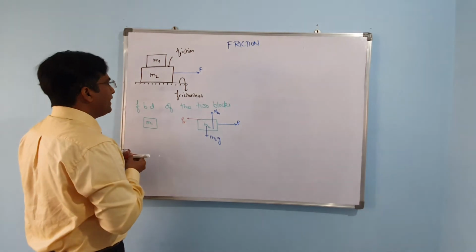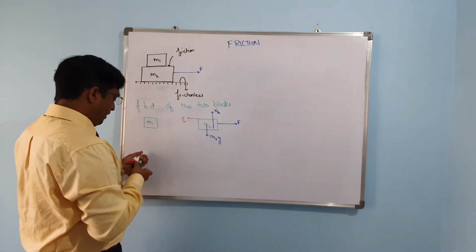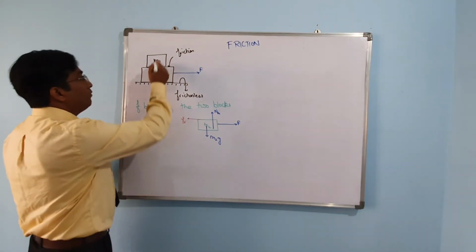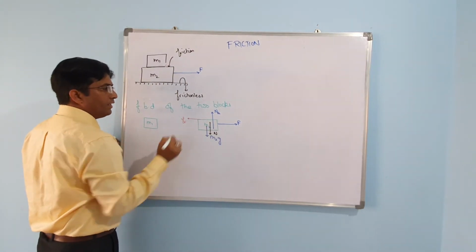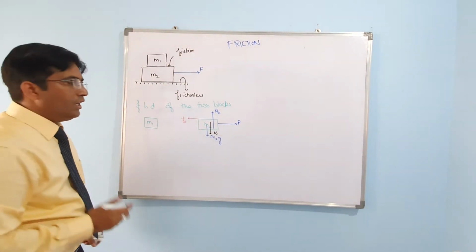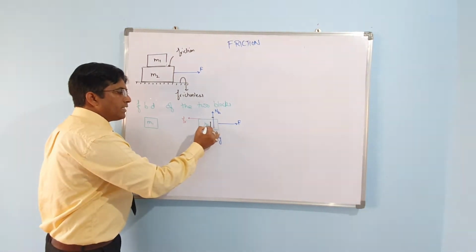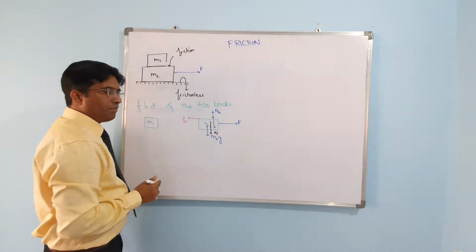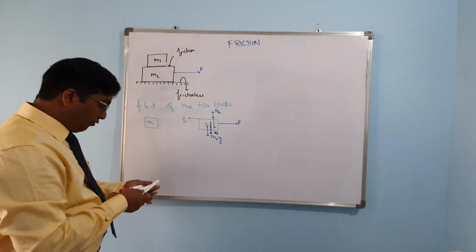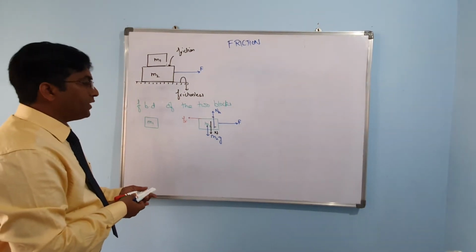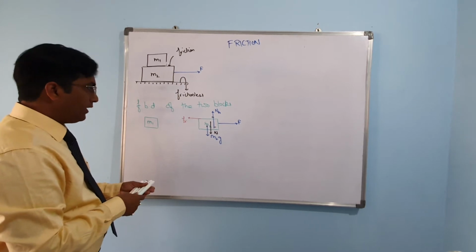Along with that, there will be a normal reaction coming from the M1 onto the M2 that will act in downward direction. It will be N. Now, this block is in equilibrium in the vertical direction, so there is no motion in the vertical direction, but it may have the tendency to move in the horizontal direction.